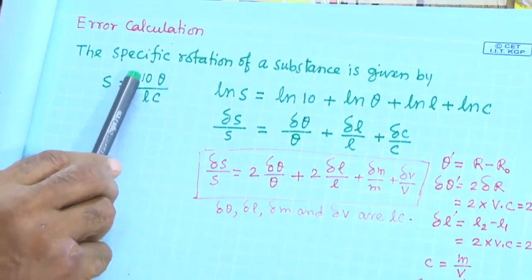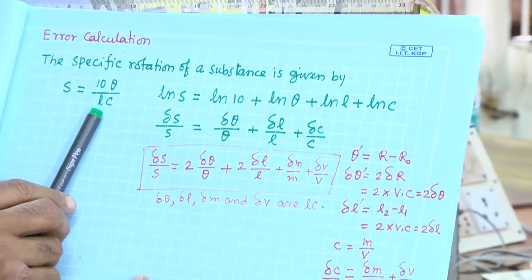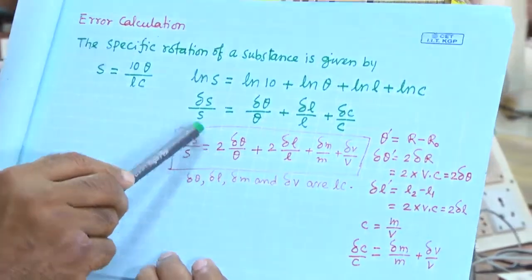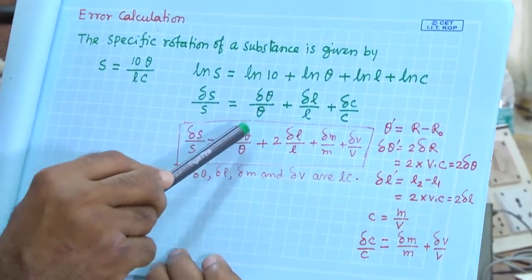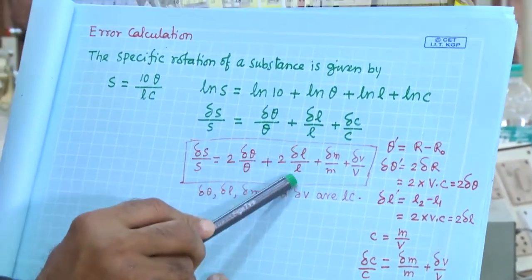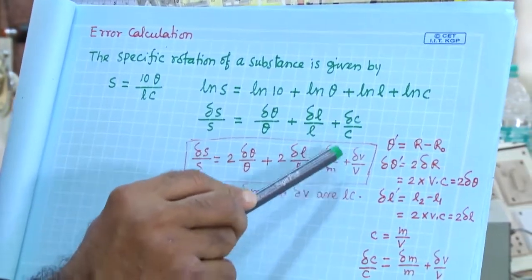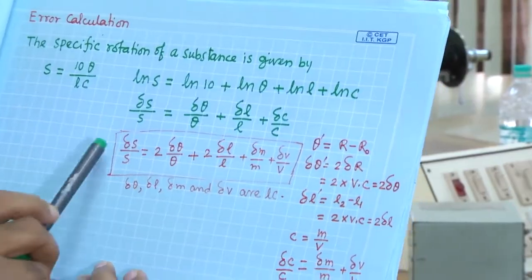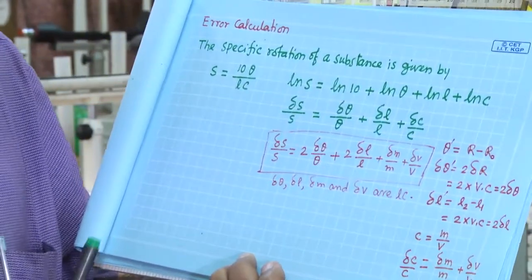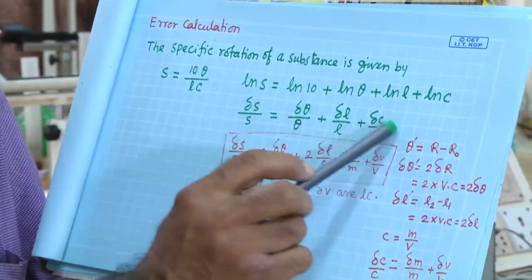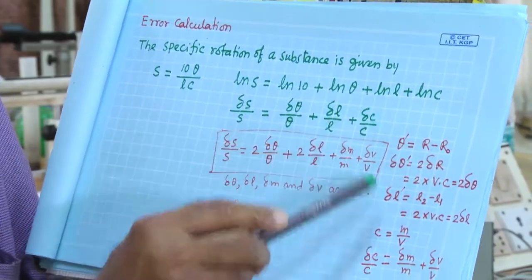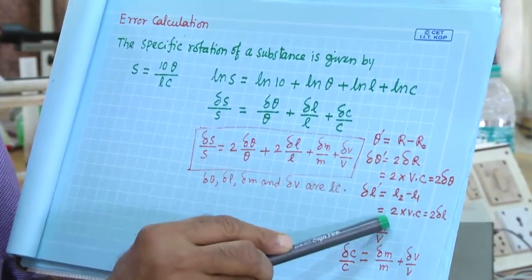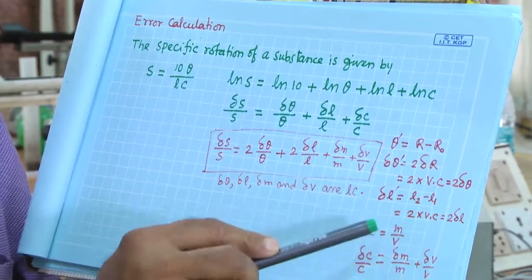So, this is S equal to tan theta by LC. Basically, del S by S equal to 2 del theta by theta plus 2 del L by L plus 2 del M by M plus del V by V. So, that is the formula for error calculation. How it has come I have shown clearly, because C equal to M by V.